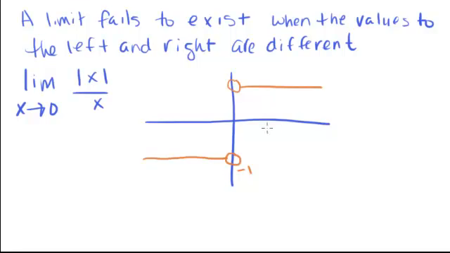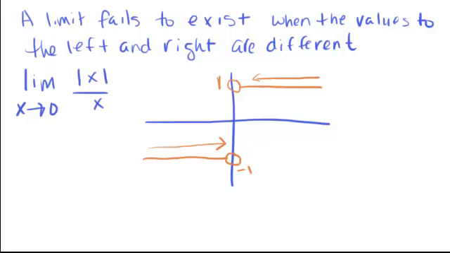So I end up with a number over its own absolute value. It's either going to be positive or it's going to be negative. So as you can see here, as we're coming up to 0 from either direction, we're approaching a different value. From the right, we're approaching 1, and from the left, we're approaching -1. So these are indicators that the limit of this does not exist.